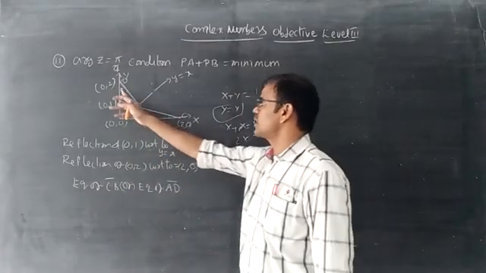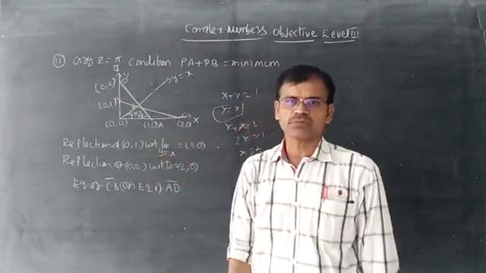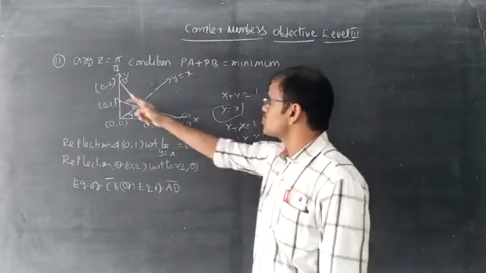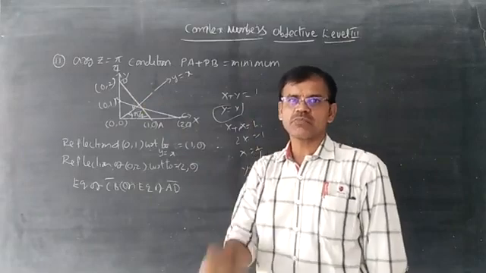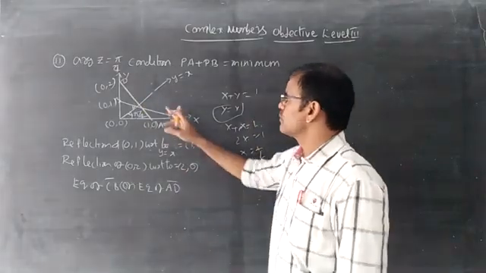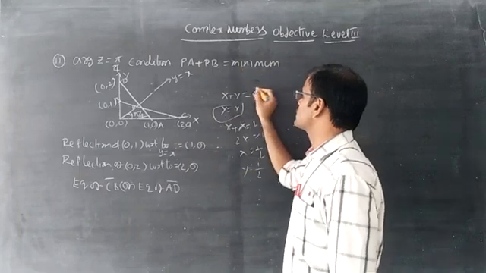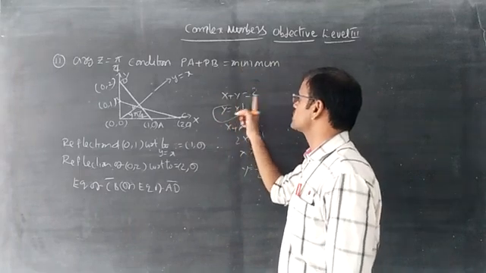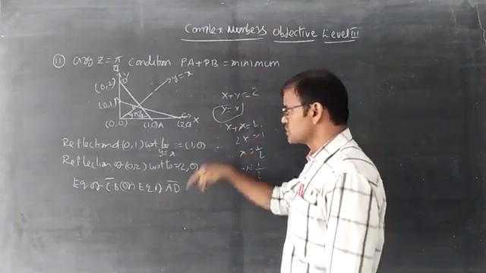Because if you join (2, 0) and (0, 2), x by 2 plus y by 2 is equal to 1, x plus y is equal to 2. If you substitute y is equal to x, the intersecting point you will get: x plus x is equal to 2, so 2x is equal to 2, x is equal to 1, and y is also 1.